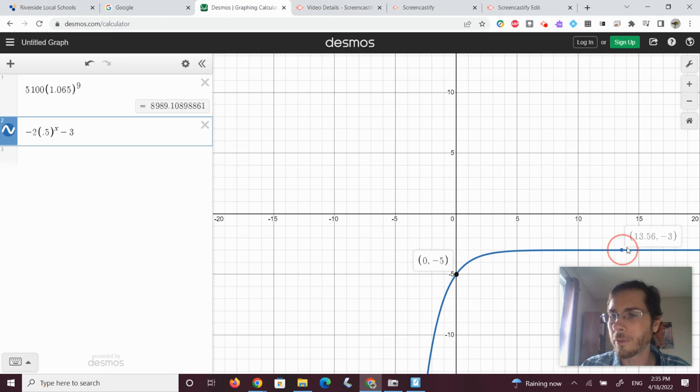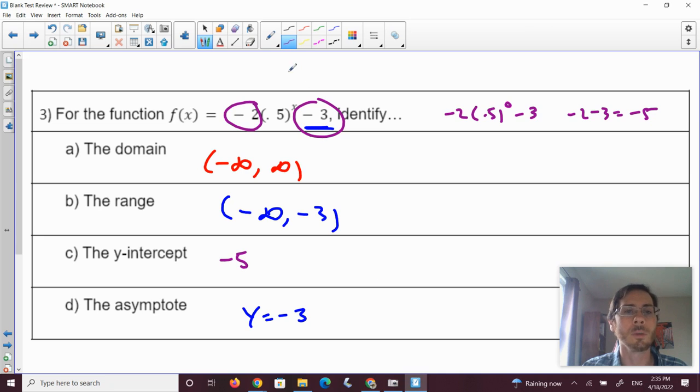Looks like I'm tapering off here. We're headed towards negative 3. Remember, it's not exactly negative 3, that's just rounding for Desmos. And we're going down to negative infinity. All right, I feel pretty confident with that. I feel pretty good with all those ones.